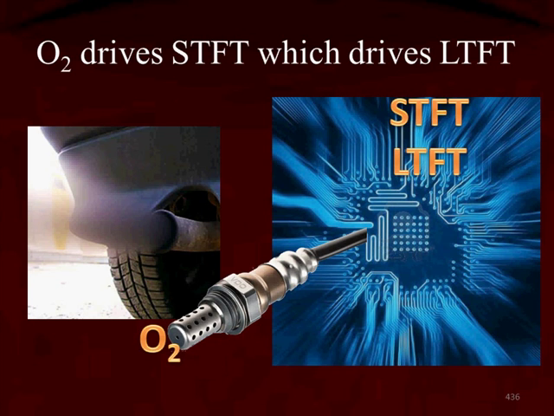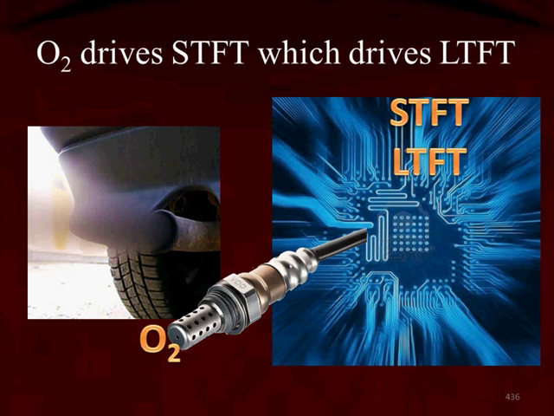The part of the computer that makes that adjustment is called short-term fuel trim, and it's going to be the mirror image of the oxygen sensor. When the oxygen sensor reports too rich, short-term fuel trim is going to deduct fuel. And just the opposite, when the O2 sensor reads lean, short-term fuel trim is going to add fuel.